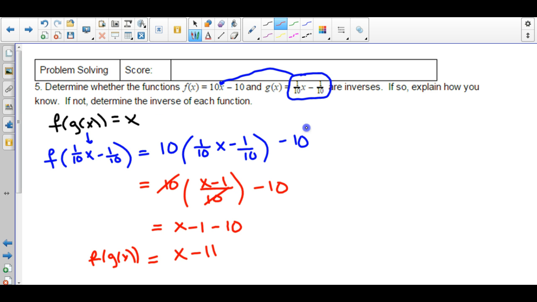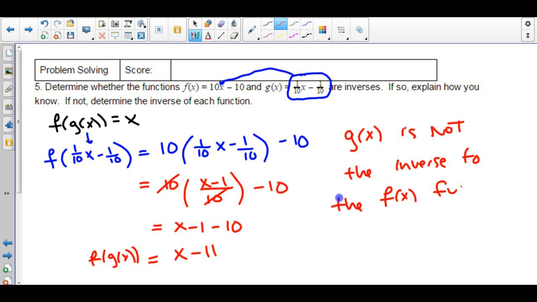So what that means is that g of x is not the inverse to the f of x function. Again, the only way that it would have been the inverse is if at the very end you would have done this whole process and you would just get the letter x.